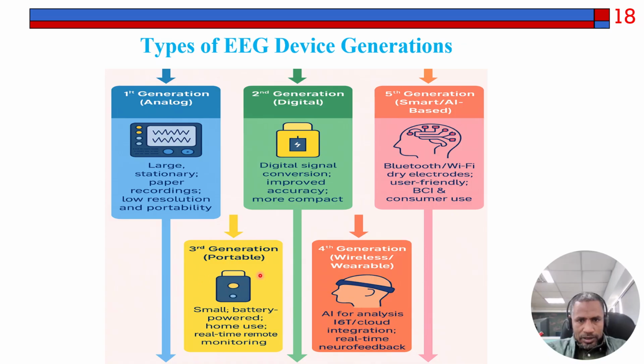The third generation is portable. It's used more. It's small and battery powered, and we can also use it in our home for real-time monitoring. The fourth generation is very advanced and uses AI for analysis of different brain disorders. The fifth generation is a very advanced EEG biomedical device, and it uses Wi-Fi and Bluetooth.